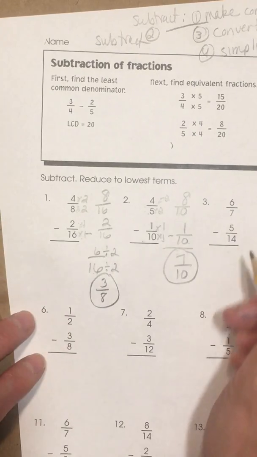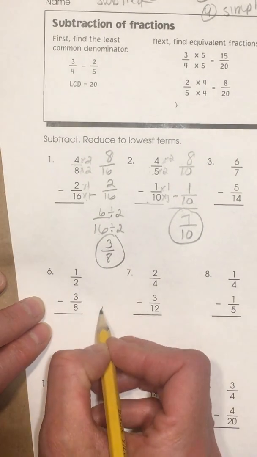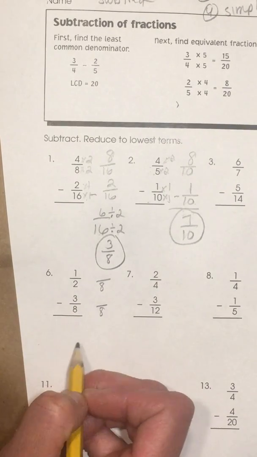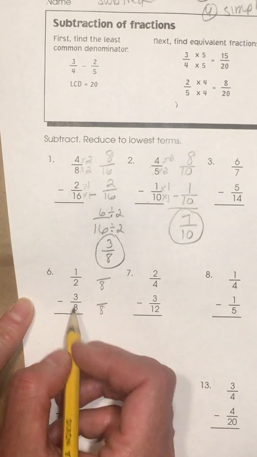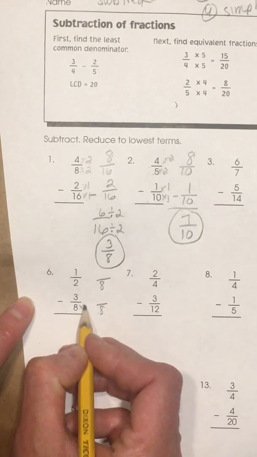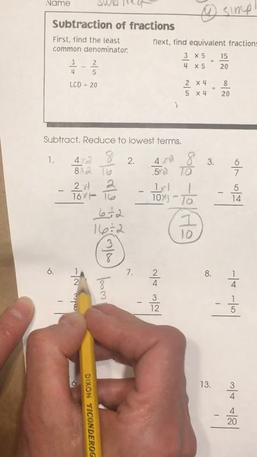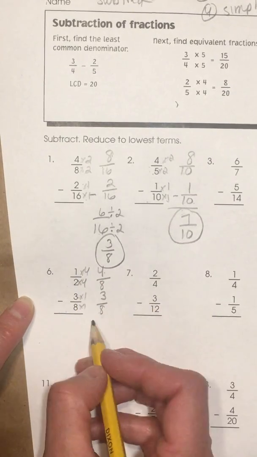Okay. Let's move down to 6. So find that common denominator. Common denominator of 2 and 8 will be 8. Okay, if I was to skip count by 2, skip count by 8, this is the least one they'd have in common. 2 times 4, 1 times 4. 4 take away 3 is 1/8.